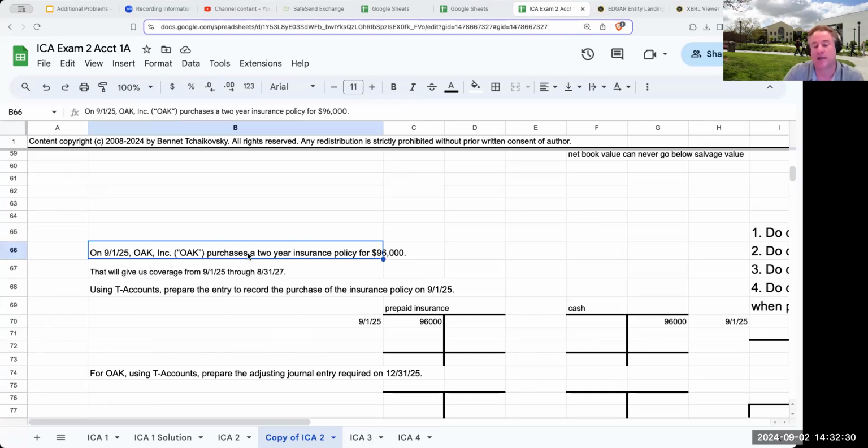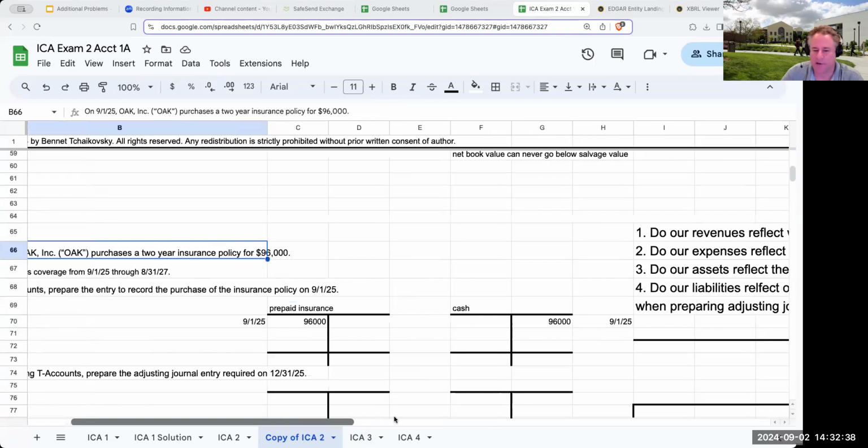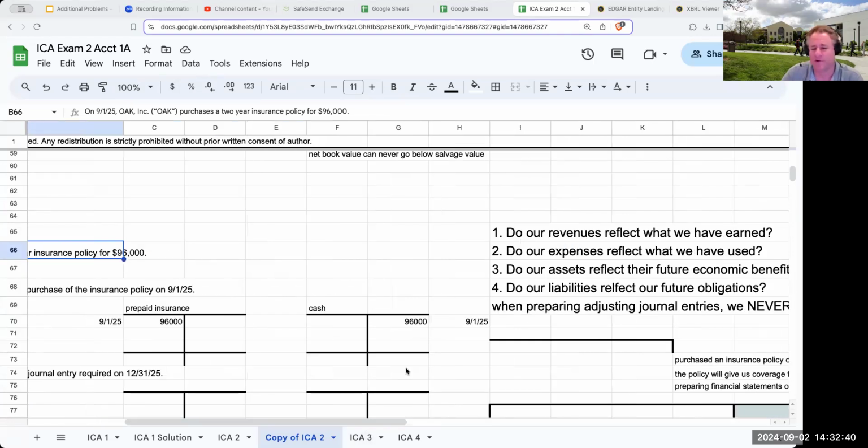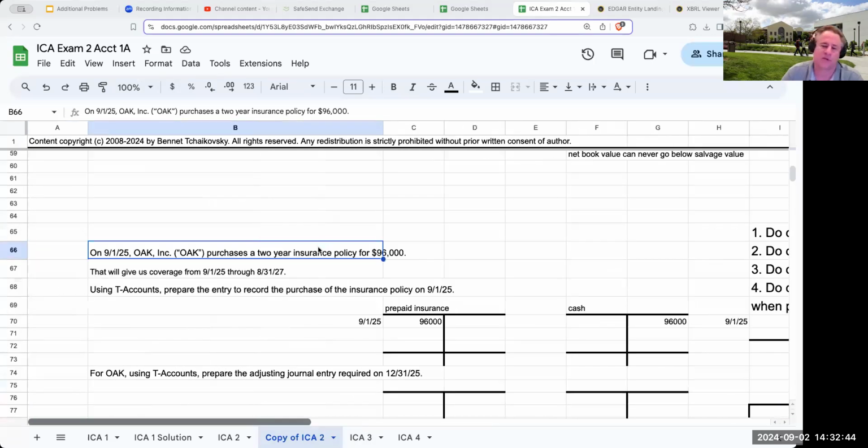So it is not in Florida, right? There is probably on a daily basis. This is a 2-year policy for 96 grand, right? California isn't any better. All of our insurers are leaving. So, purchases a 2-year policy for 96,000.